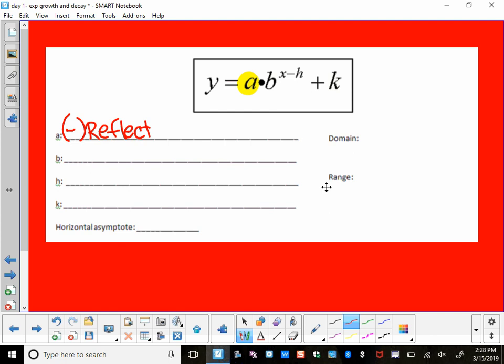Alright, so now let's say, what if this A is bigger than 1? Will I stretch or will I compress? Good. You're going to stretch. Okay, and what if it is less than 1? You compress. We have done transformation since Unit 1. We apply it to different equations, but you guys have to understand that.